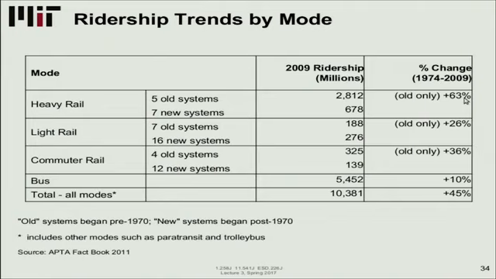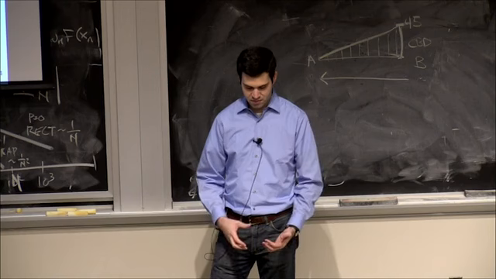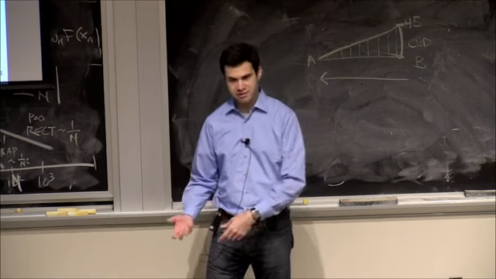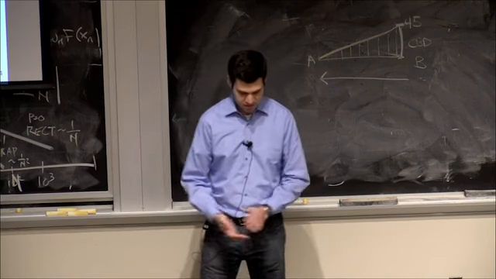With light rail, you start with 7 old systems, 188 million. It grew by 26%. A lot of newer systems. You see that there are many more newer light rail systems than there are newer heavy rail systems.